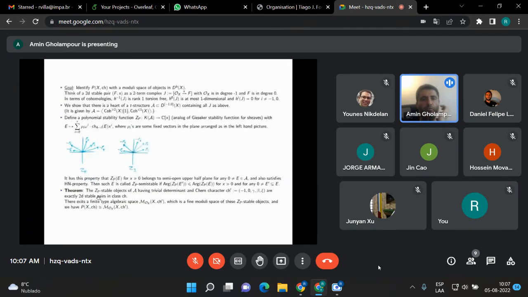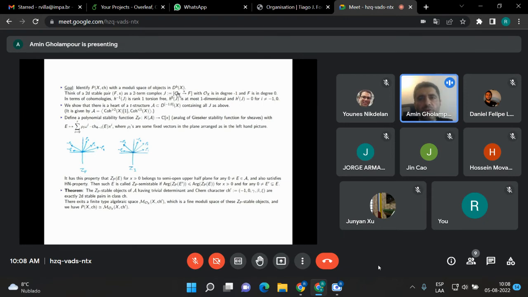So then what we prove is the relation between the Le Potier moduli space and the moduli space of objects in the derived category. If we make this arrangement of vectors, then the Z_P stable objects of A having a trivial determinant and Chern character... The reason is that the Chern character here is slightly different: it is now the Chern character of J.